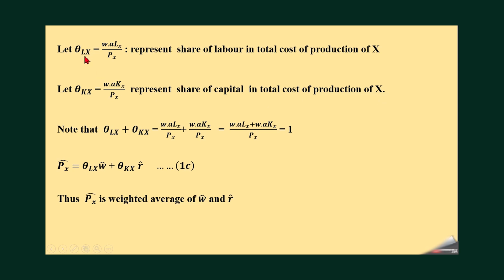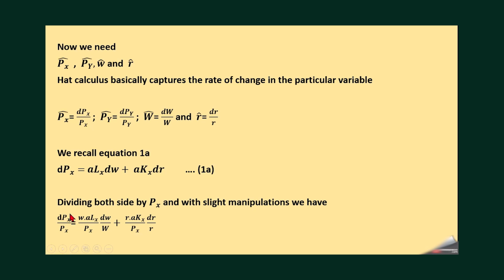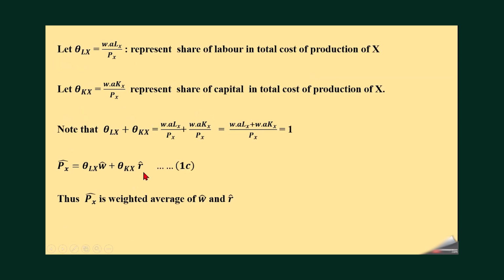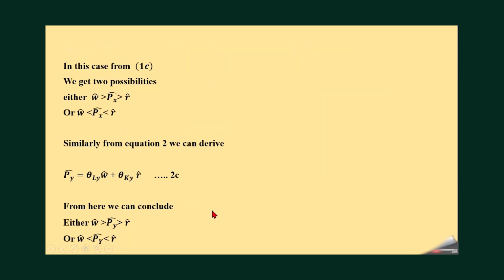Interestingly, if you observe, theta LX plus theta KX is equal to WALX by Px plus RAKX by Px. This is equal to 1. Why? Because WALX plus RAKX, from the zero profit condition, is equal to Px. So we find that Px hat, that is dPx by Px, is equal to theta LX into W hat plus theta KX into R hat. Thus, Px hat is a weighted average of W hat and R hat.